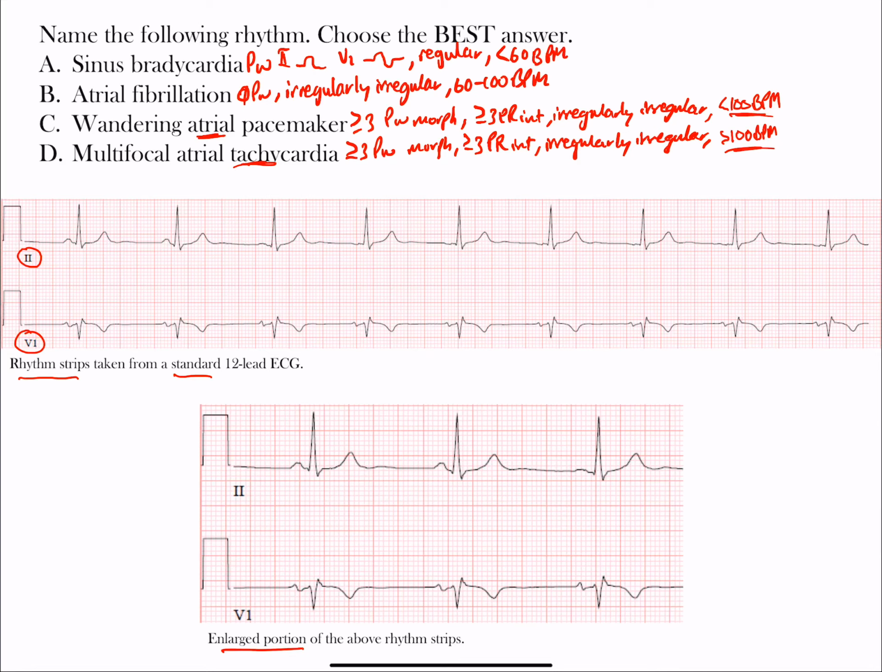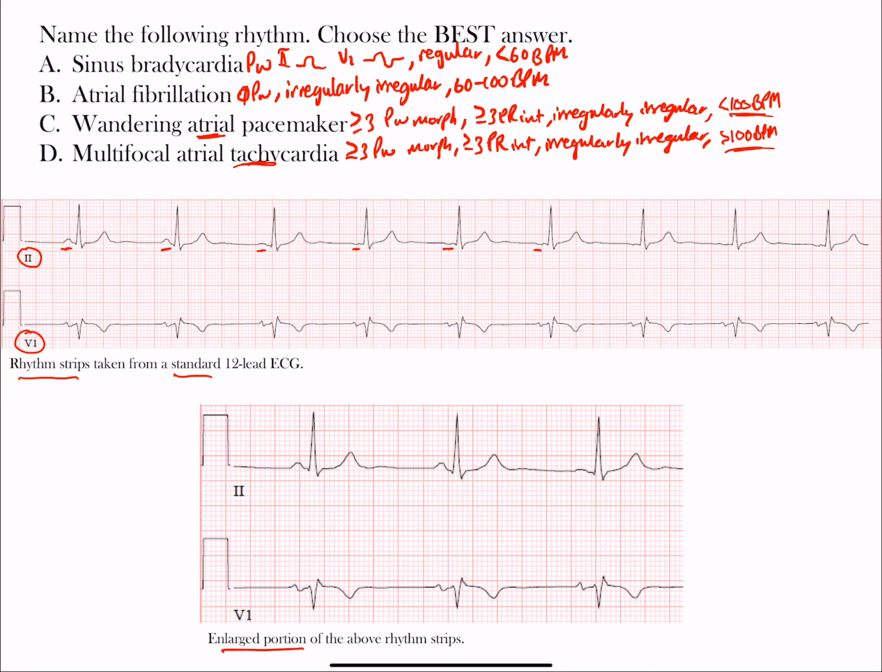And notice that B, C, and D are all irregularly irregular. So when you think of an irregularly irregular rhythm, I don't want you to always think of atrial fibrillation. Keep other things in mind. And why do we say that? Well, when we look at our rhythm strips here, notice, what do we have here?